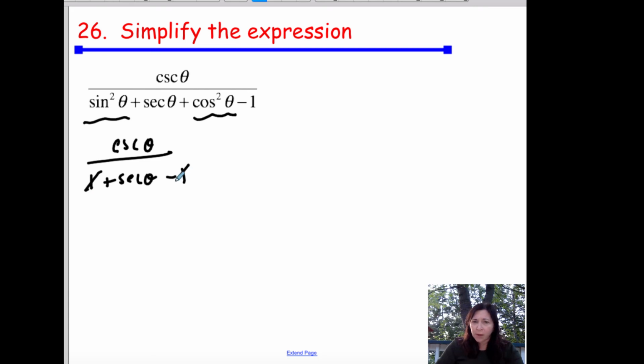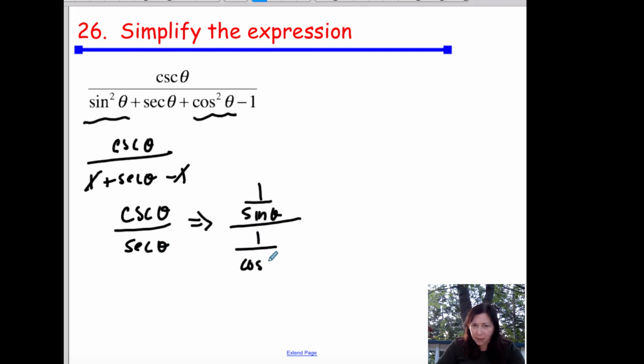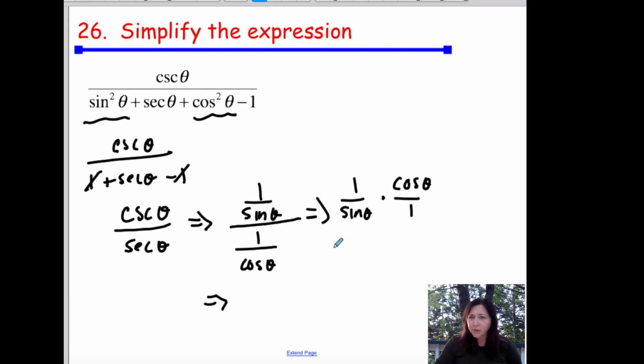And then 1 minus 1 is going to go away, and I'm going to have cosecant of theta over secant of theta, and cosecant of theta is 1 over sine of theta, divided by secant is 1 over cosine of theta, and that's actually 1 over sine divided by 1 over cosine. Now division is the same as multiplication by the reciprocal, so that's going to be cosine of theta over 1, which becomes cosine over sine, just cotangent of theta. Okay, and that's what that simplifies to.